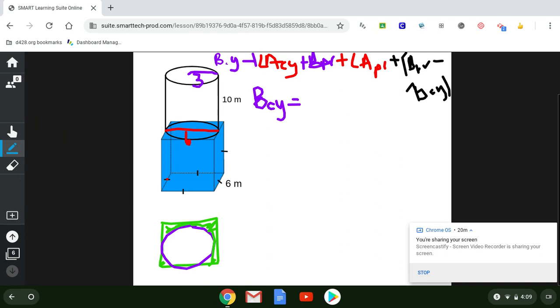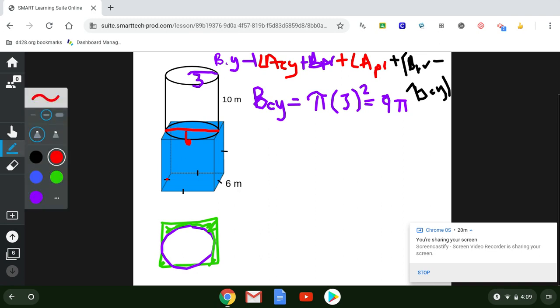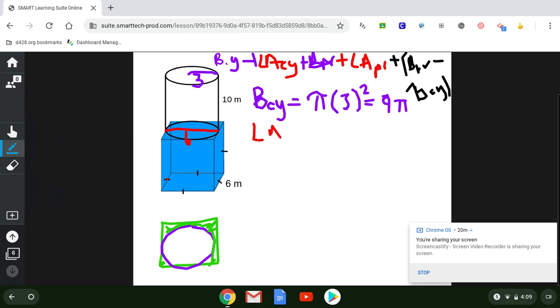So remember, area of a circle is pi r squared. So pi, my radius is 3 squared, so I have 9 pi. Right, and I'm just going to keep it there until I'm ready at the end to add it with everything else. Next, I need to find the lateral area of the cylinder.